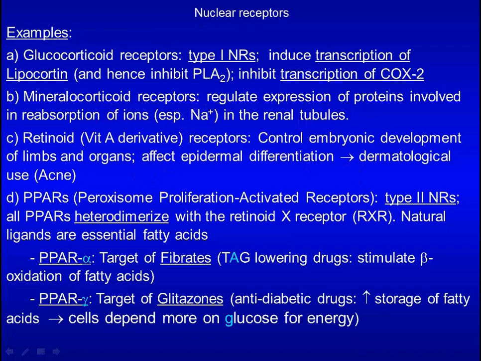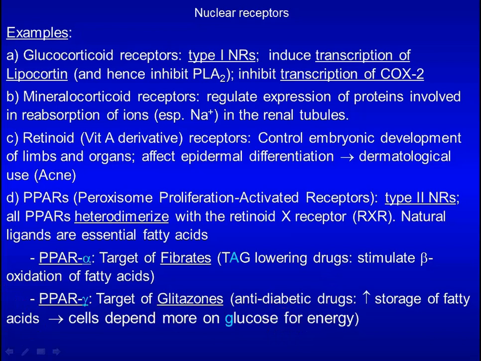PPAR alpha is a target of fibrates. Fibrates are triacylglycerol lowering drugs. They stimulate beta oxidation of fatty acids. PPAR gamma is a target of glitazones. Glitazones are anti-diabetic drugs. They increase storage of fatty acids in adipocytes, thereby decreasing the amount of fatty acids present in circulation. Cells, therefore, depend more on glucose for energy.